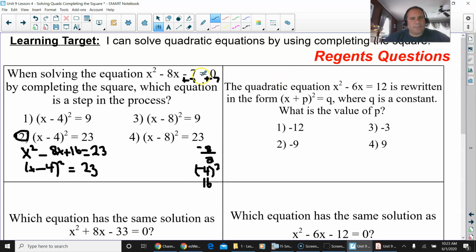So take a look at number 1. I added 7 on both sides. This is what I'm saying about not going through the whole process.